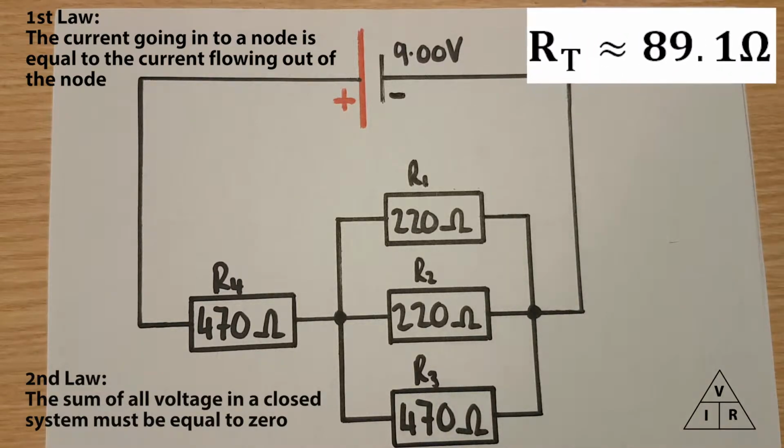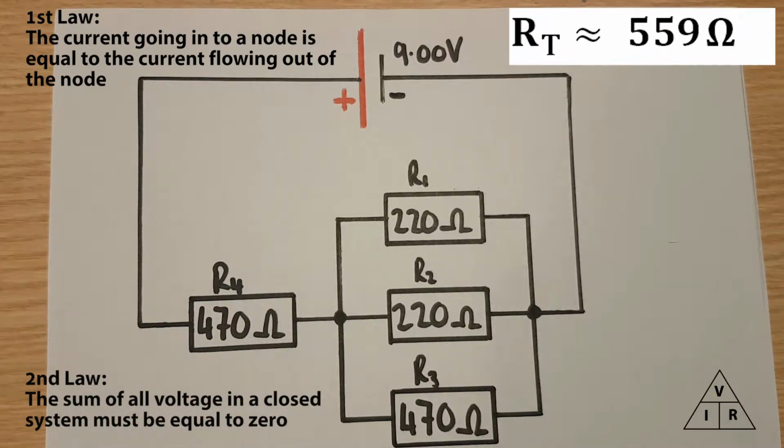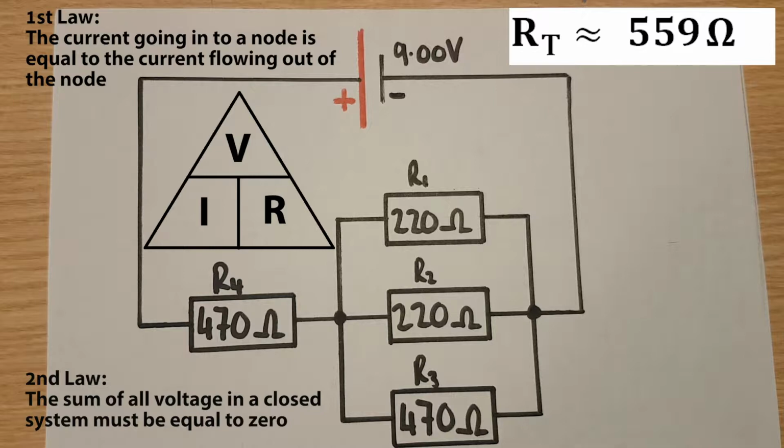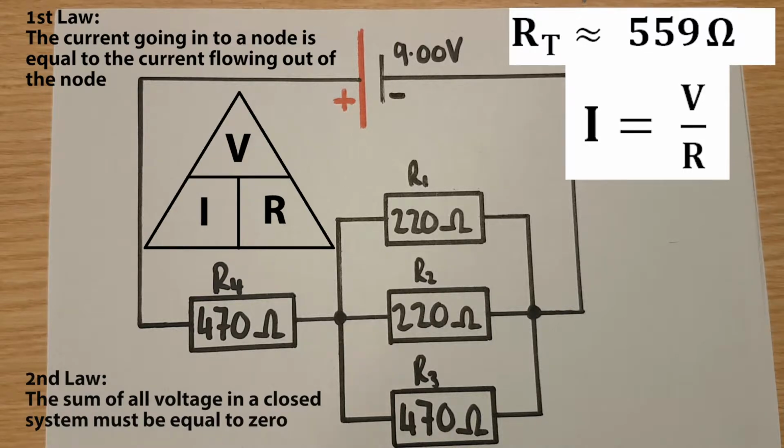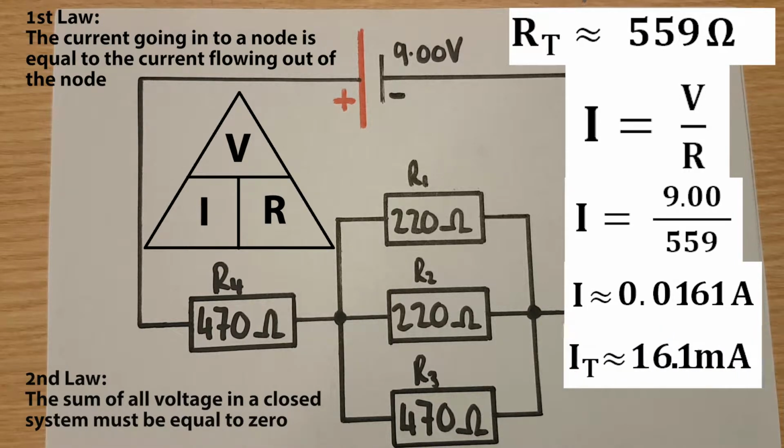Now we can add this 89.1 ohms to our 470 ohms for R4, which is how we work out the total resistance in a series circuit, and we can use this total resistance to find out the current in the circuit. Now, using the triangle, like I explained in my video on Ohm's law, just to make it easier for you to remember how to rearrange your three variables, voltage, current and resistance, we know that current is equal to voltage over resistance. So our current in the circuit is our 9 volts over 470 ohms plus 89.1 ohms. That gives us a current of 0.016 amps or 16 milliamps.